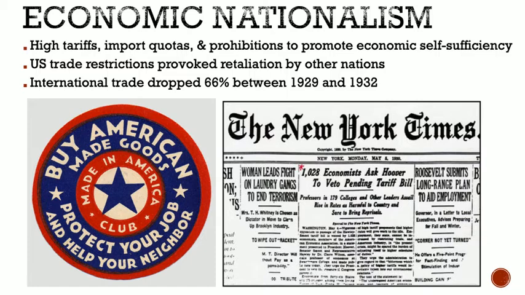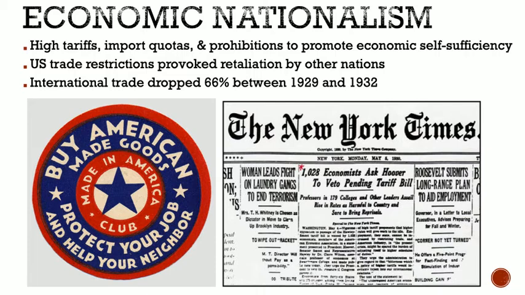Economic nationalism is when you see high tariffs and import quotas, setting limits on what countries could sell in yours, taxing goods that come from other countries, and then prohibiting certain products from other countries to promote your own country's economy and economic self-sufficiency. So when the US begins to put in place trade restrictions, it leads to retaliation. Other countries begin to do the same thing, and international trade drops by 66% between 1929 and 1932.